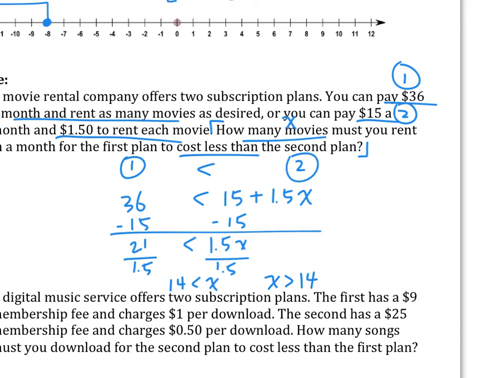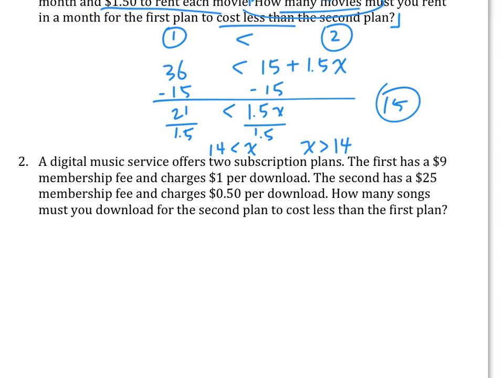Now, what is the answer? The question says, how many movies must you rent so that the first plan costs less than the second plan? We said the answer is x greater than 14, so then what is the answer? 15. Why? Because if you rent 14 movies, then both plans cost the same. But when you start renting the 15th movie, then the first plan is going to cost less than the second plan. All right, let's pause the video and have you try the second one.